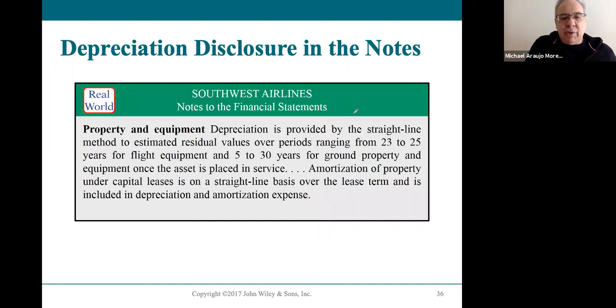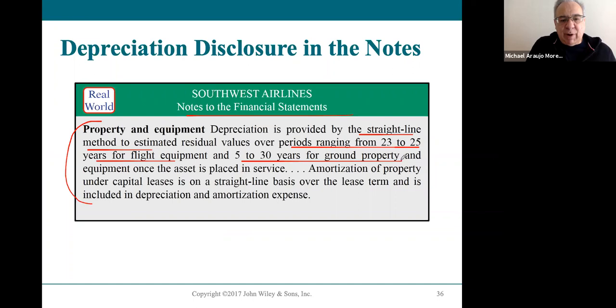You will see in the notes to financial statements that when each corporation talks about their property and equipment, they will go ahead and tell you what method they use. They also will tell you what the periods of time are that they use things for. So here, this is Southwest Airlines. They are using their planes and flight equipment for 23 to 25 years.